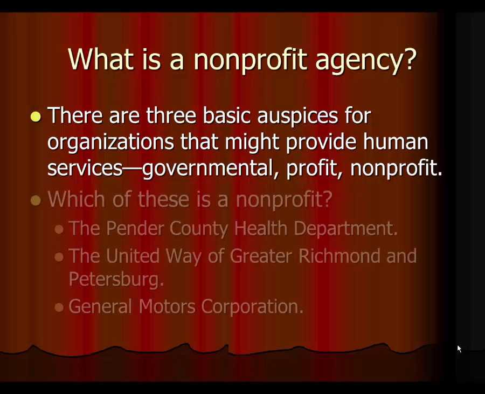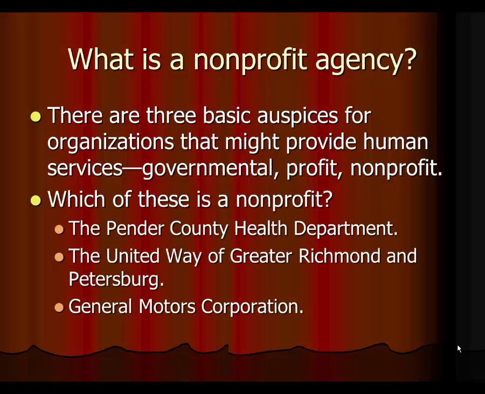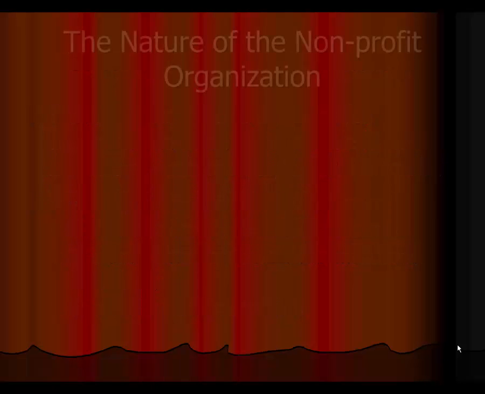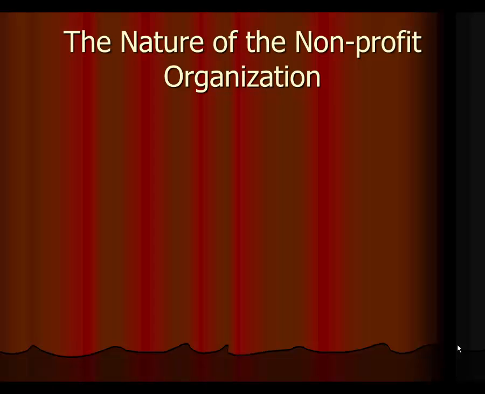So I'm going to give you a question here. Which of these is a nonprofit? The Pender County Health Department, the United Way of Greater Richmond and Petersburg, or General Motors Corporation? Well, I hope you selected the middle one, the United Way of Greater Richmond and Petersburg. That is a nonprofit organization. It's obvious, I think, that the first one is a governmental agency. It should be obvious that the last one is a profit-making organization.